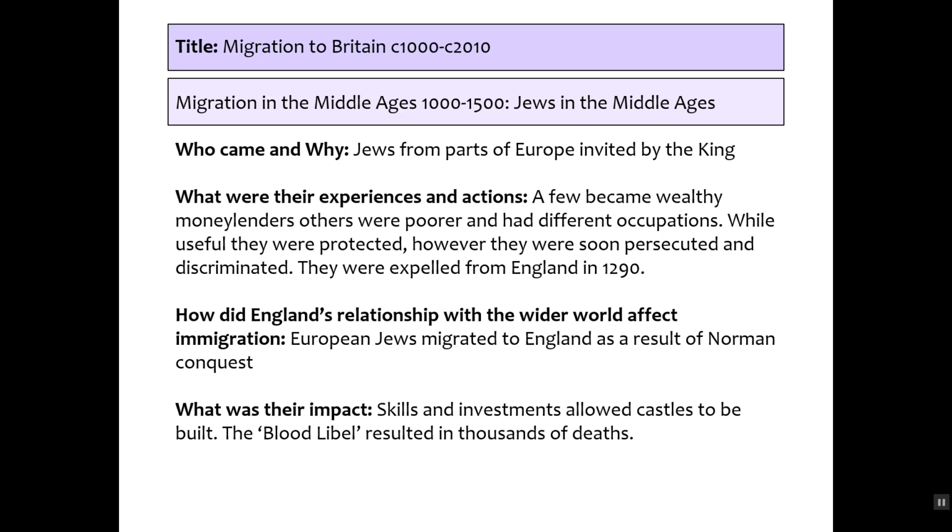Now, Jews in the Middle Ages from 1000 years AD to 1500, they came from all parts of Europe, and they were invited by the kings of Britain because they could lend money. Christianity and the Pope at this period, they were a Catholic country. The Pope declared that Christians could not lend money. The same could not be said for Jewish people.